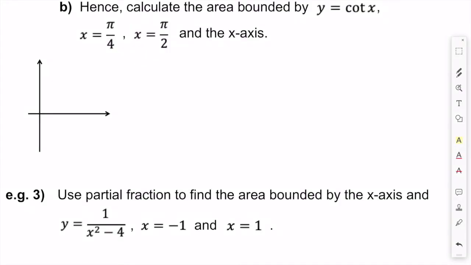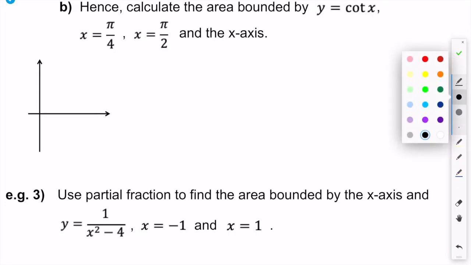B. Hence, calculate the area bounded by y equals cotangent x, x equals pi over 4, x equals pi over 2, and the x-axis. Anytime we do a calculation for area, you should make sure the area is not split into a section above and a section that is below the x-axis. So let's take a quick look at this.